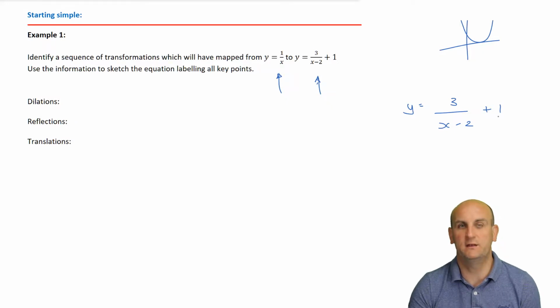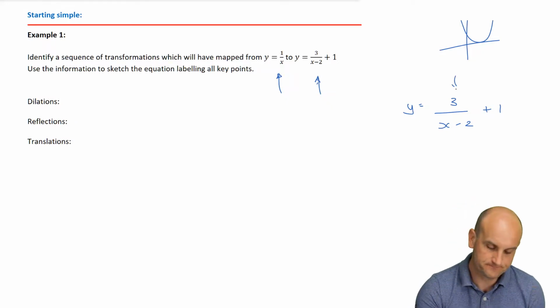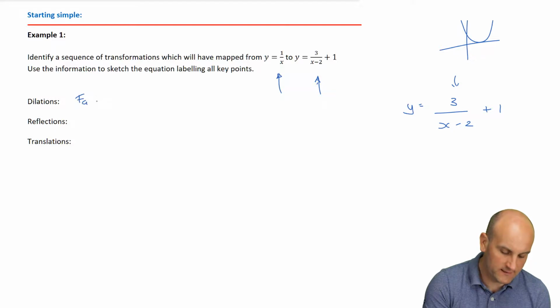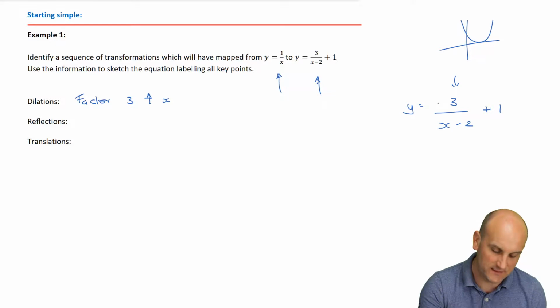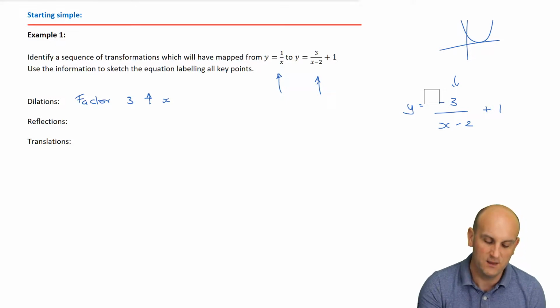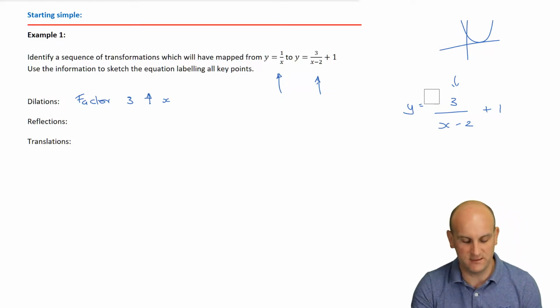And I know that my dilation here is going to be factor 3 from the x-axis. All right, so it's going to stretch that away from the x-axis. Have we got any reflections? No. How do I know if there are reflections? Generally speaking, there'll be a minus value in front of here, but there isn't. So, no, there's no reflections.